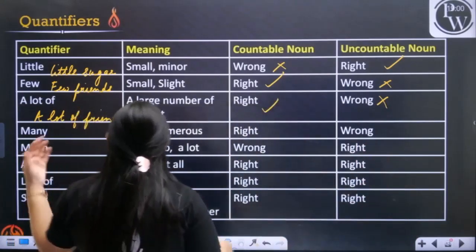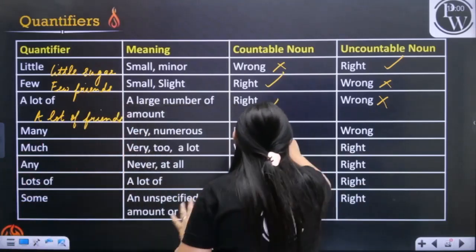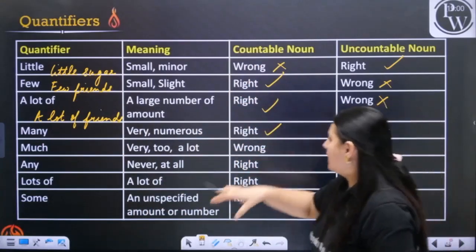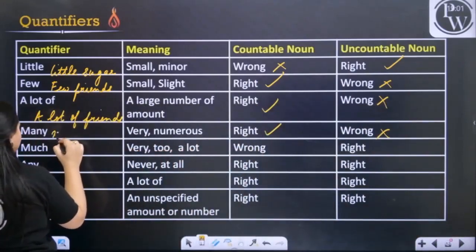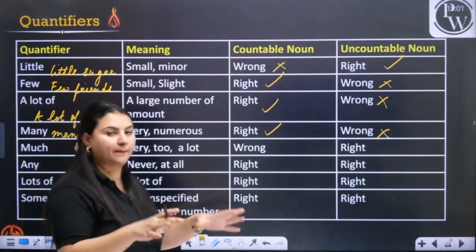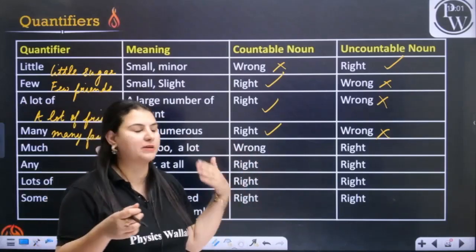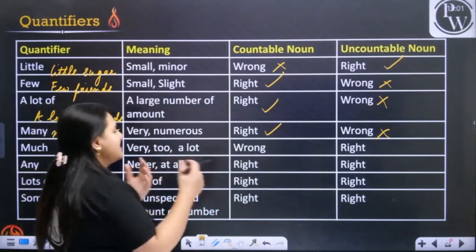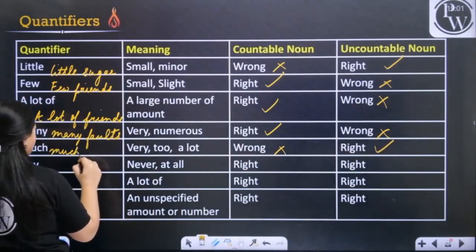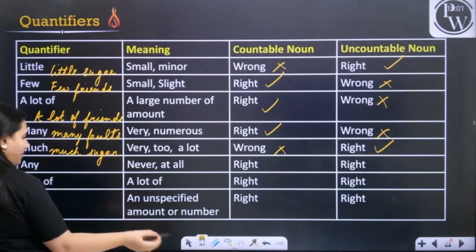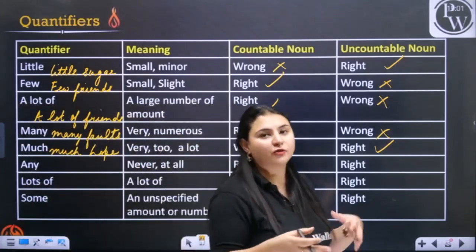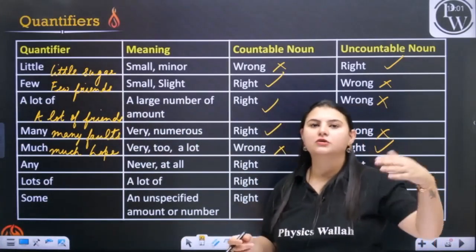Now, if we talk about many, many also comes under the countable things. We can only use many with the countable things. She has many faults in her. Okay? Many faults. Faults can be counted. Many problems. Problems can be counted. Now, much is something that we only use with uncountable. Much sugar, much hope. Basically, much hope is something familiar that we can say, that there isn't much hope left for her.